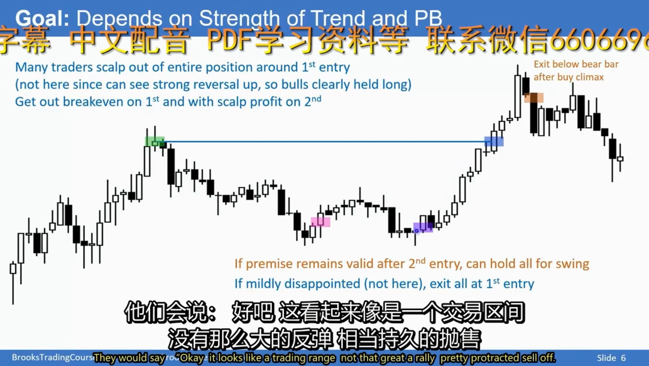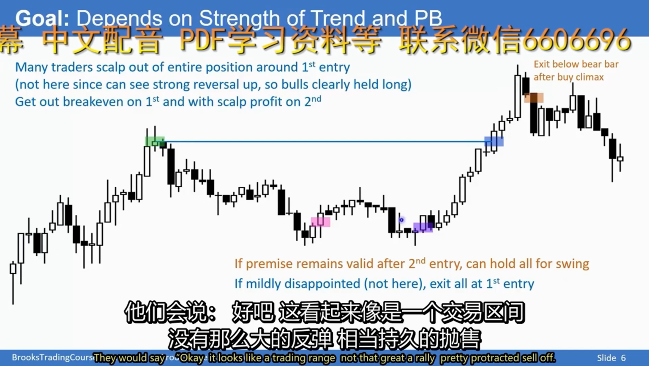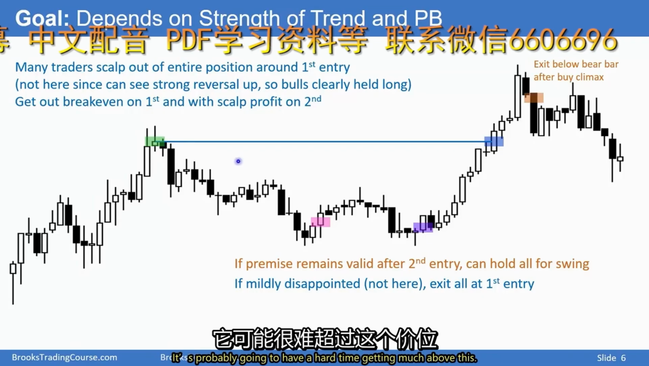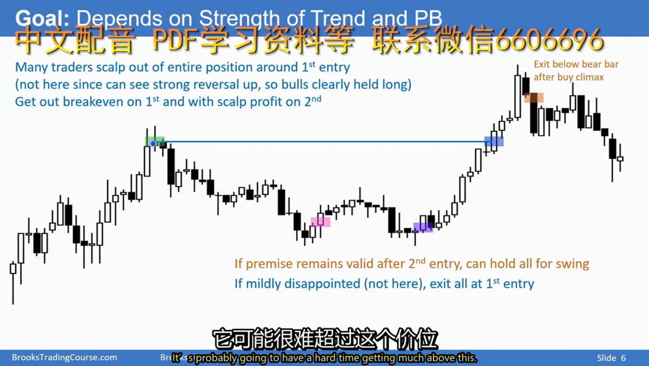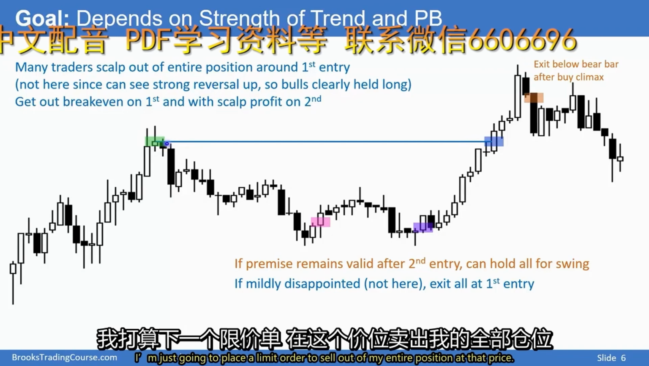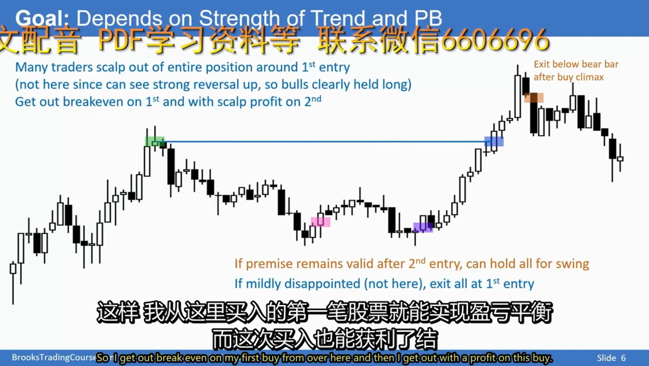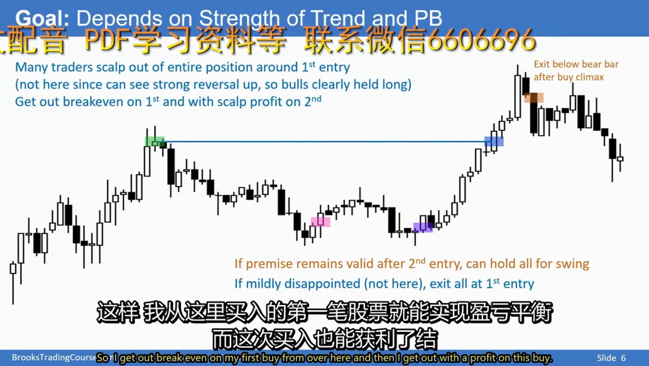They would say, okay, it looks like a trading range, not that great a rally, pretty protracted sell-off. It's probably going to have a hard time getting much above this. I'm just going to place a limit order to sell out of my entire position at that price. So I get out break even on my first buy from over here, and then I get out with a profit on this buy.